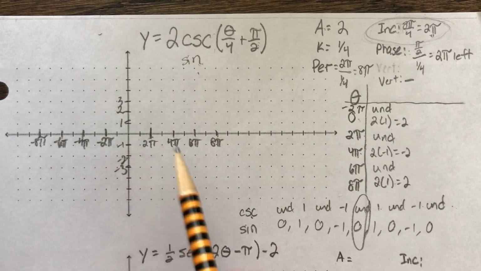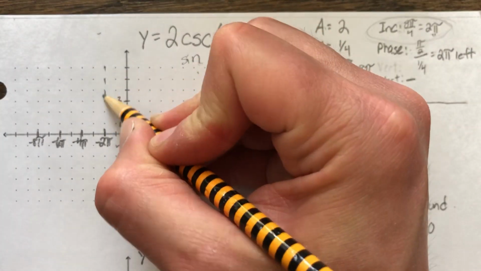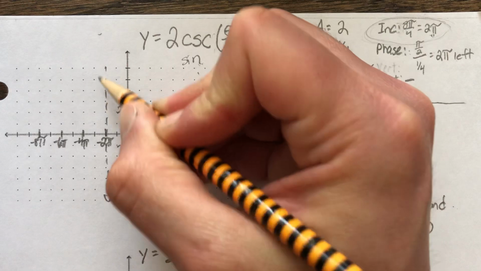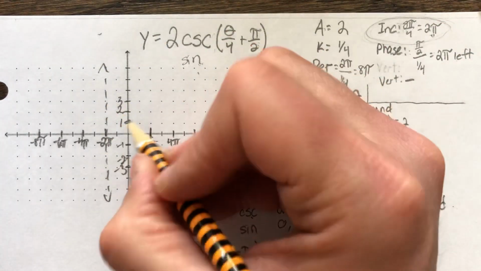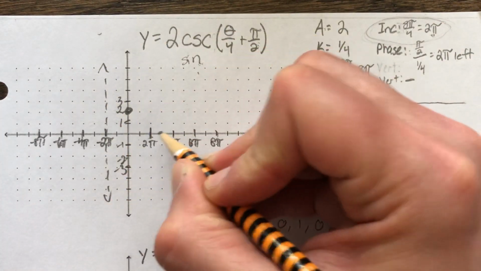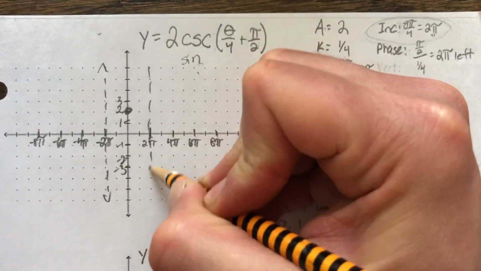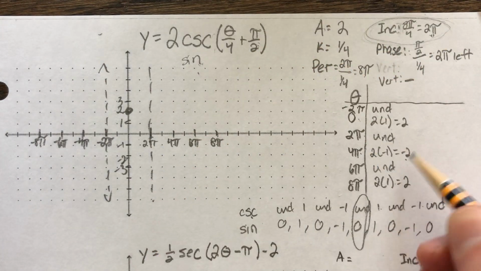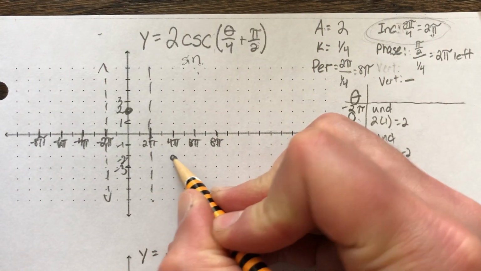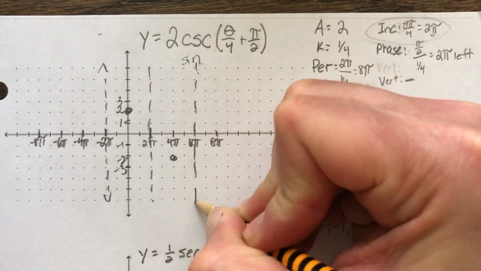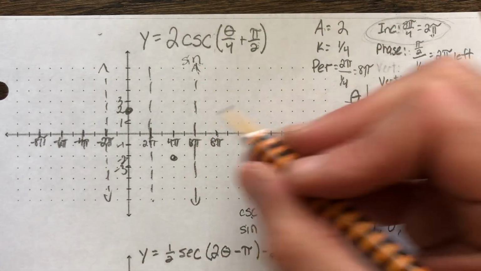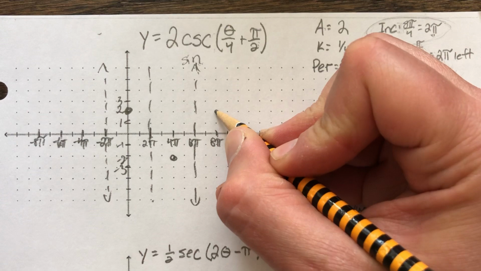Then you've got to plot your points. At negative 2 pi, you're undefined. At 0, we're at 2. At 2 pi, we're undefined. At 4 pi, we're at negative 2. Undefined, and at 8 pi, we are at 2.